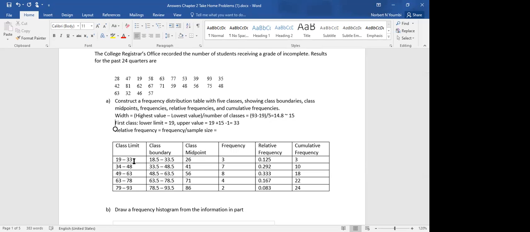Class boundaries are obtained by subtracting half of the unit, 0.5, from the lower value and adding it to the upper value.